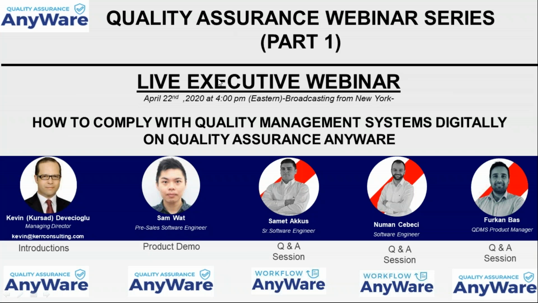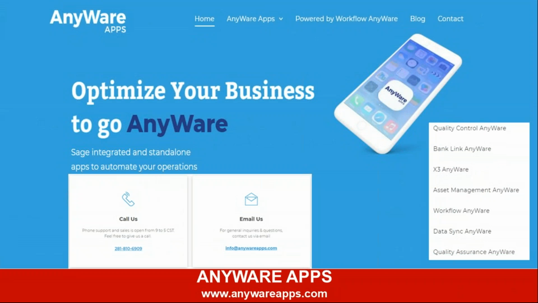As you know, Quality Assurance Anywhere is a part of the AnyWare apps family, in which we have various applications available. Our goal is to help organizations and companies automate their business processes. Quality Assurance Anywhere is designed to help companies automate their quality management and compliance management operations.